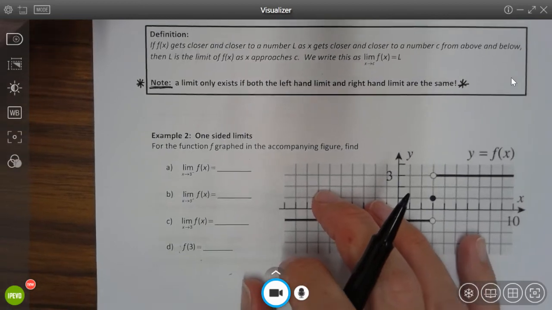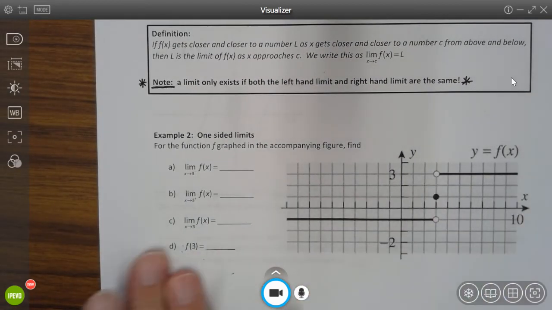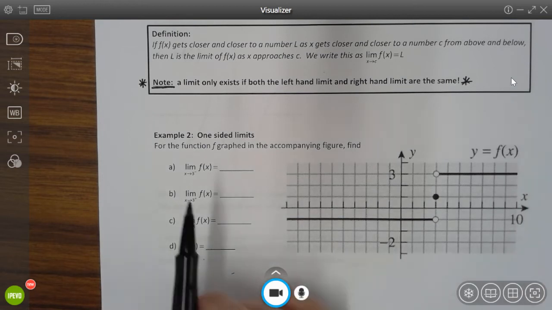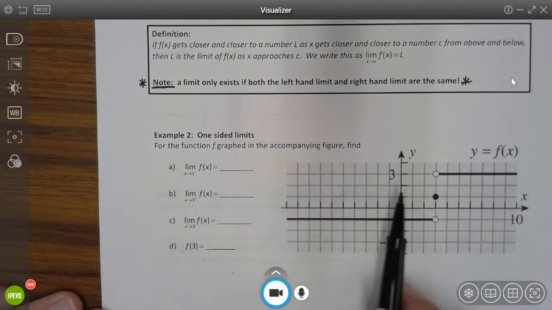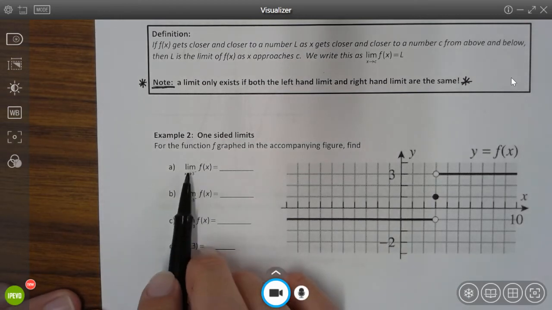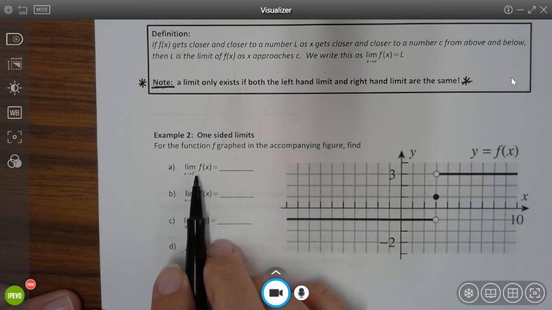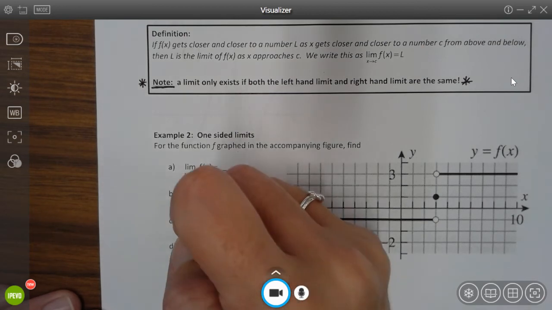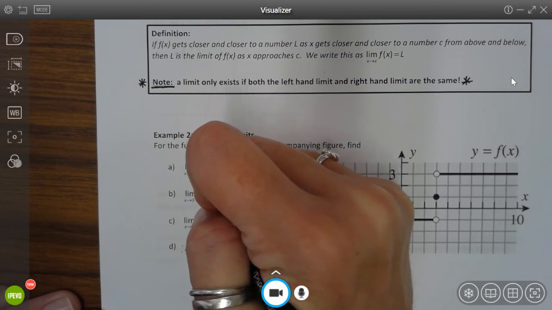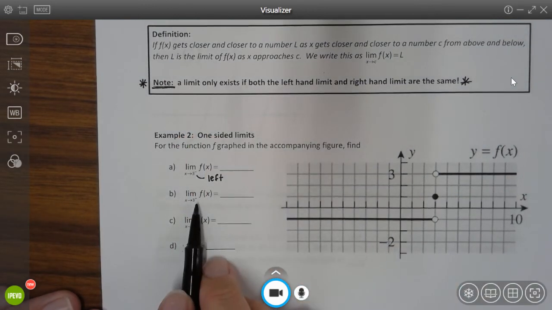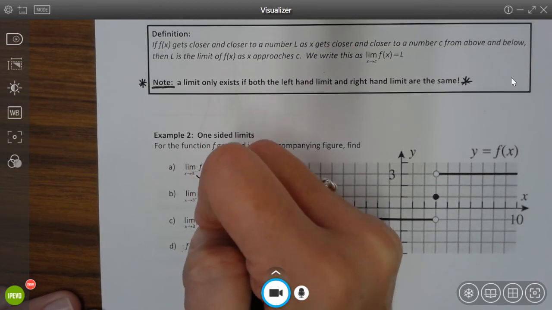So let's look at a graph. I think in pre-calc, we talked a little bit about one-sided limits. That means that we're looking from either the left or the right. So for this function f, what we're looking for is the limit as x approaches 3. And you'll notice there's this little minus sign here. That means that we're looking at the limit as x approaches 3 from the left. Down here in part B, you'll notice that there's a little plus here. That means that we're looking at the limit as x approaches 3 from the right.